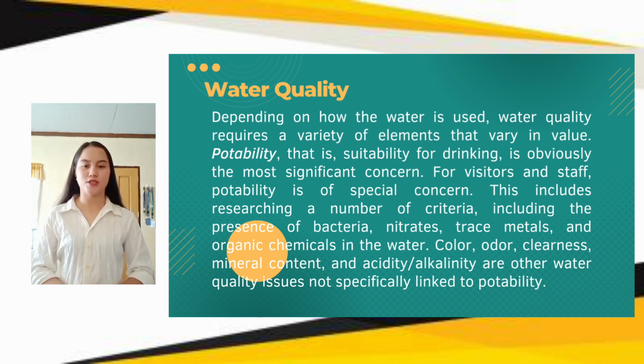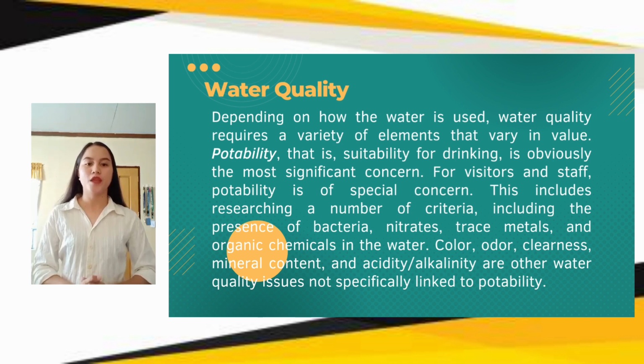This includes researching a number of criteria including the presence of bacteria, nitrates, trace metals, and organic chemicals in the water. Color, odor, clearness, mineral content, and acidity or alkalinity are other water quality issues not specifically linked to potability. Potability problems were largely restricted at one time to questions about coliform bacteria, which indicate the presence of human or animal feces in the water supply.